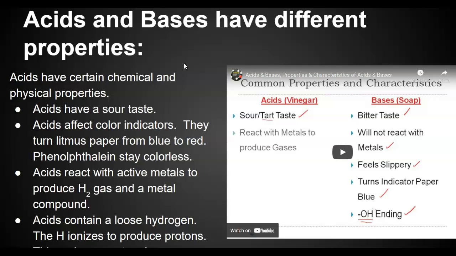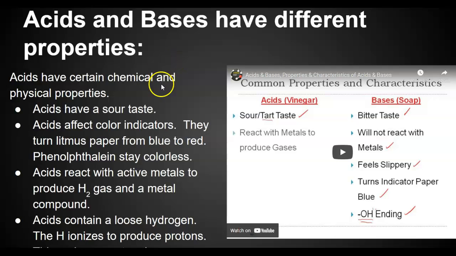Acids are going to affect color indicators. So your color indicators are usually litmus paper. Now, acids are red, bases are blue. Kind of like that type of poem, roses are red, violets are blue. In this case, acids are red, bases are blue.